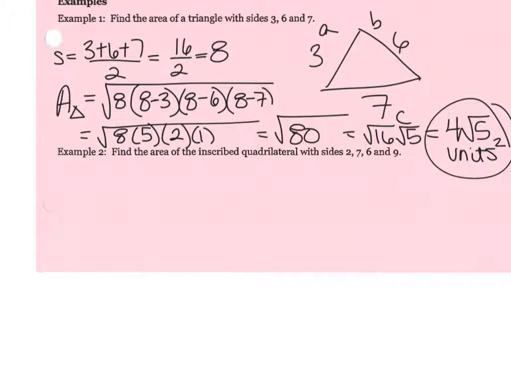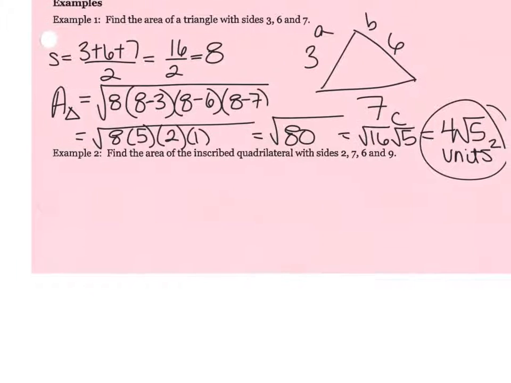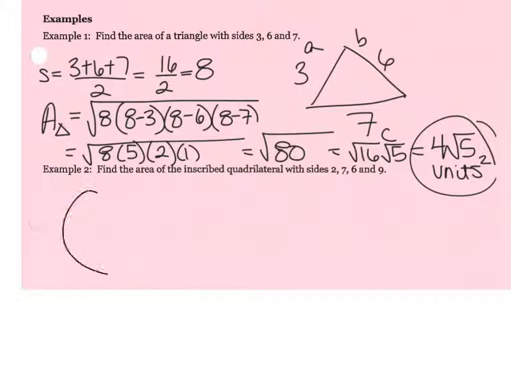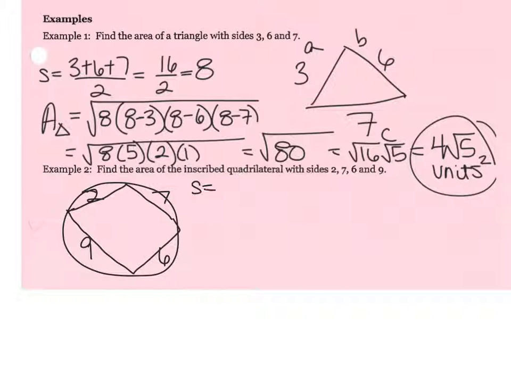Next, find the area of an inscribed quadrilateral with sides 2, 7, 6, and 9. So here is our circle, and we can draw a quadrilateral. 2, 7, 6, and 9. First, let's figure out our semi-perimeter. So that would be 2 plus 7 plus 6 plus 9 all over 2. 2 plus 7 is 9, plus 6 is 15, plus 9 is 24, divided by 2 is 12.